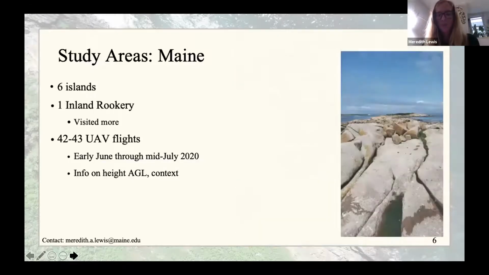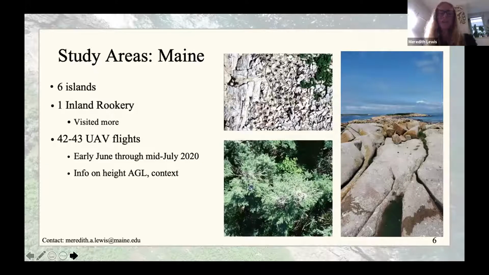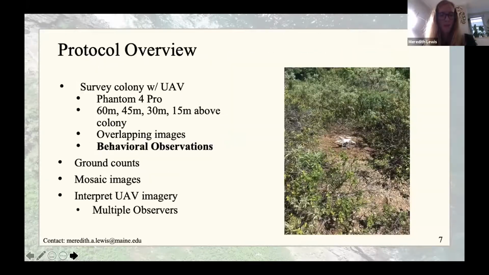And here's some examples of just some of the range of species that we were able to capture, including great blue herons and double-crested cormorants, and some of the islands we were able to visit too. So generally, when we visited a colony, we would set up our landing station, and we would get ready to survey the colony. For the purposes of UAV surveys, we always use a Phantom 4 Pro, which is a quadcopter rather than a fixed wing aircraft.